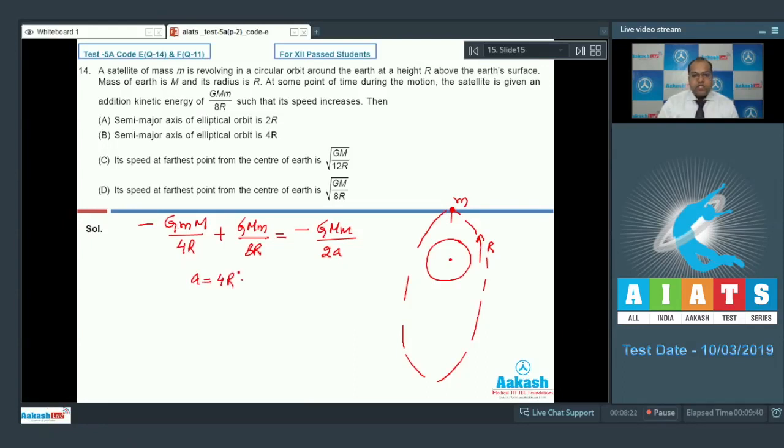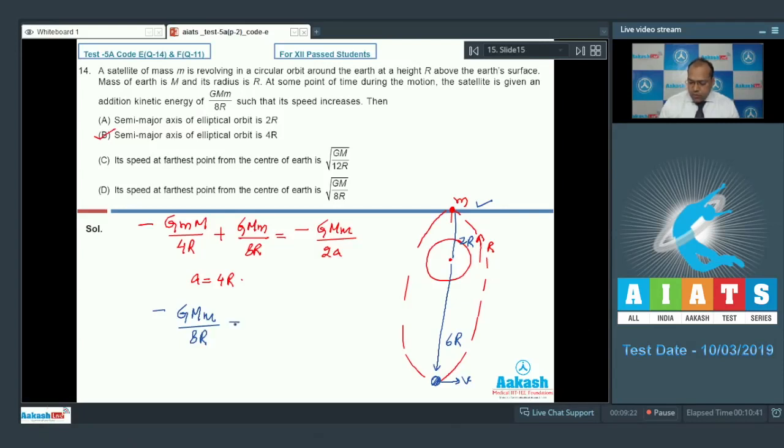So the semi-major axis of the elliptical orbit is 4r, so option B is correct. Now, when the satellite reaches this position, we have to find out what its speed is. So this is 2r, then this will become 6r. So the total energy at this instant is minus GMm by 8r after providing additional kinetic energy.